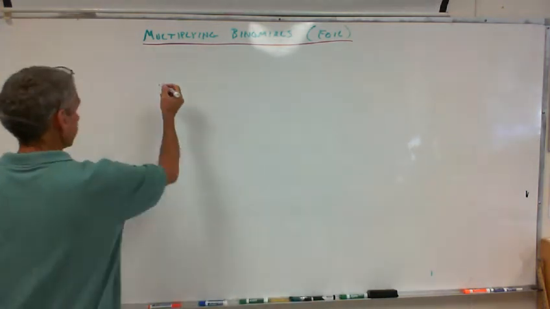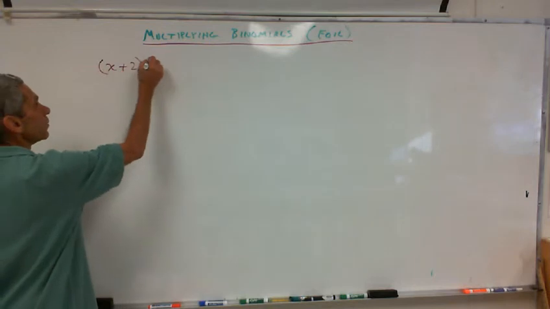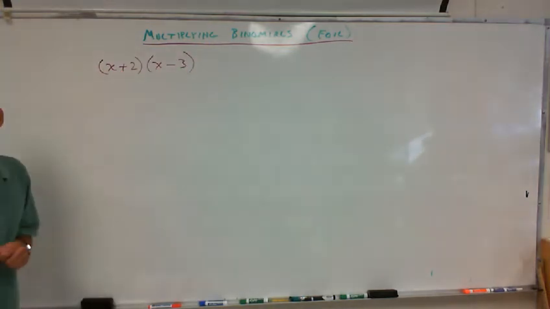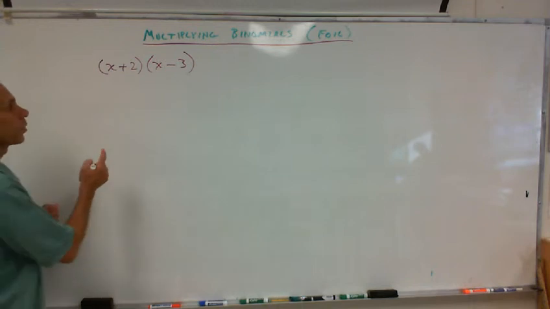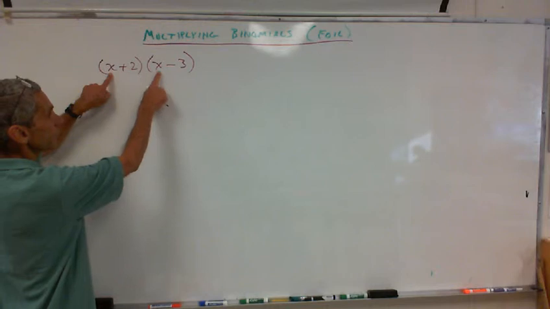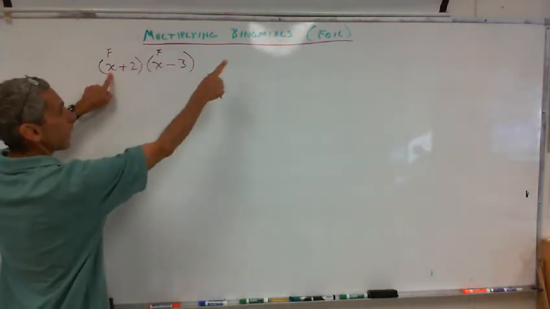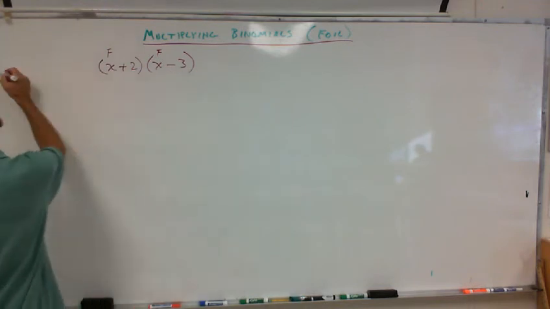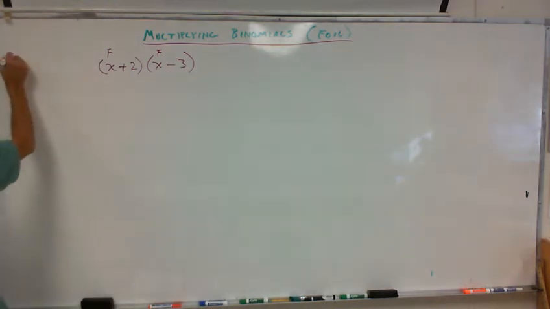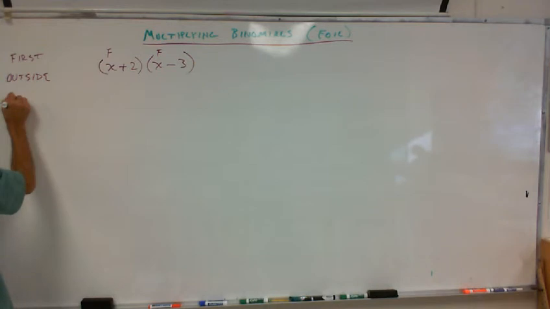Okay? And so, if you had something like this, x plus 2 times x minus 3, it's going to be FOIL. My first of this binomial times the first of this binomial. This is first, this is first. Outside, O for outside. F equals first. O is outside. I is inside. And L is last.